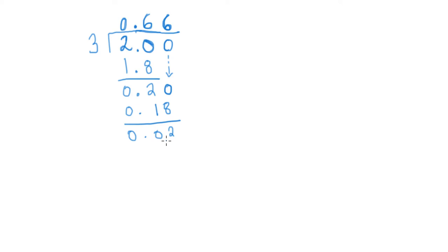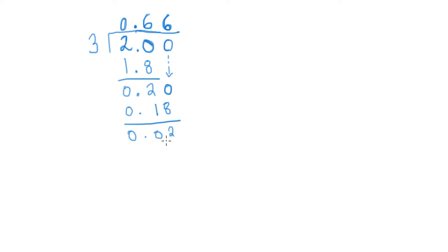You have 20 tenths. You can put 6, and you have 2 tenths left over. Then I can think about that as 20 hundredths. I put 6 in each group. I have 2 hundredths left over. Then I can think about that as 20 thousandths, then 20 ten-thousandths. And it's really cool and really interesting that the remainder here is always 2.